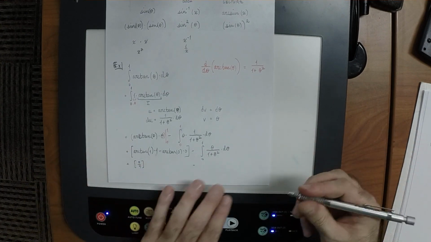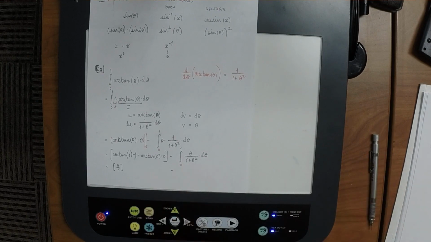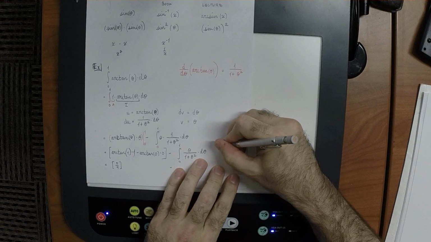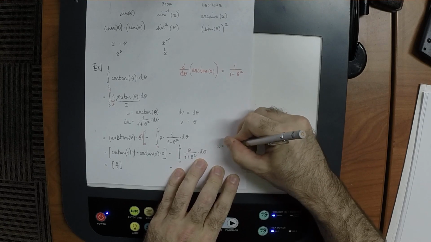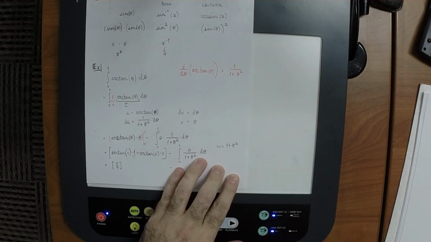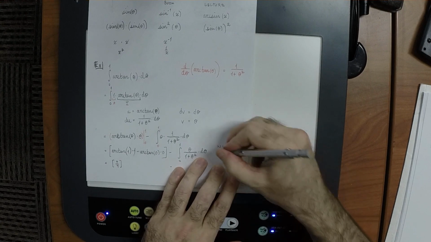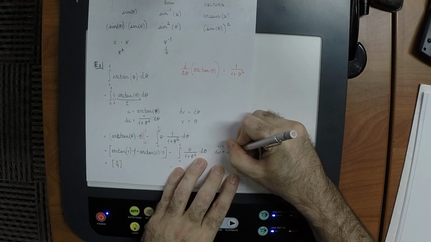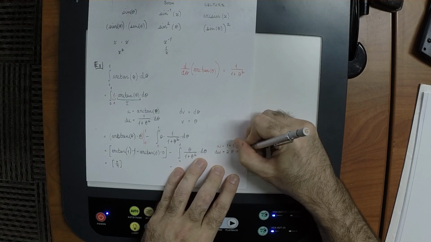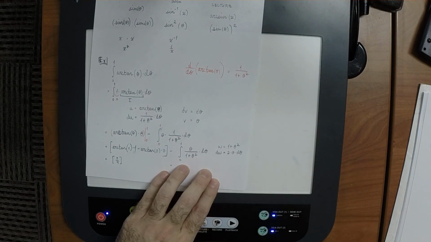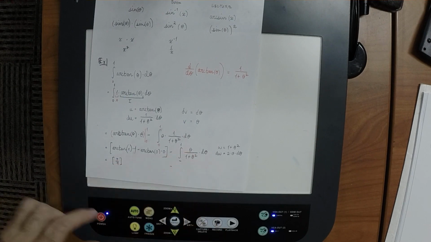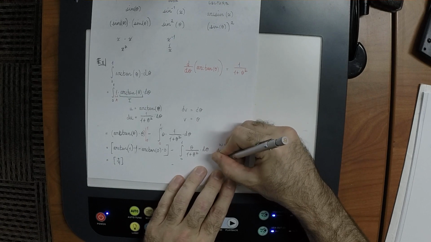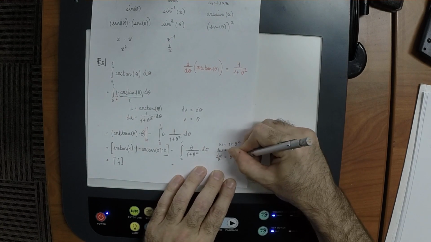So we need to do a substitution. The substitution I'll make is that right here I'll say that w is 1 plus theta squared. If w is 1 plus theta squared, then dw is 2 theta d theta. Now we don't quite have 2 theta d theta, we just have 1 theta d theta. So I'll divide by 2 and get dw over 2 is theta d theta.